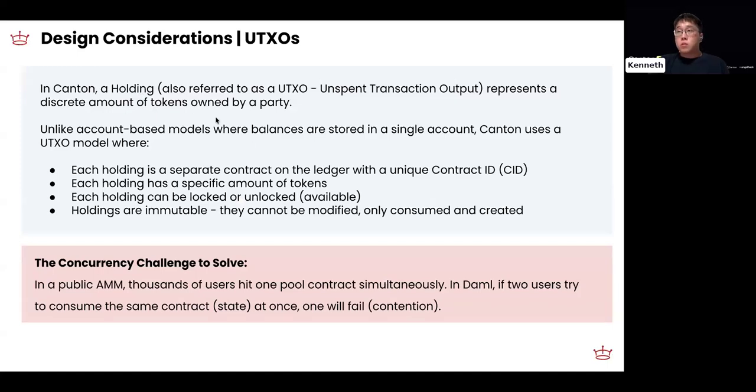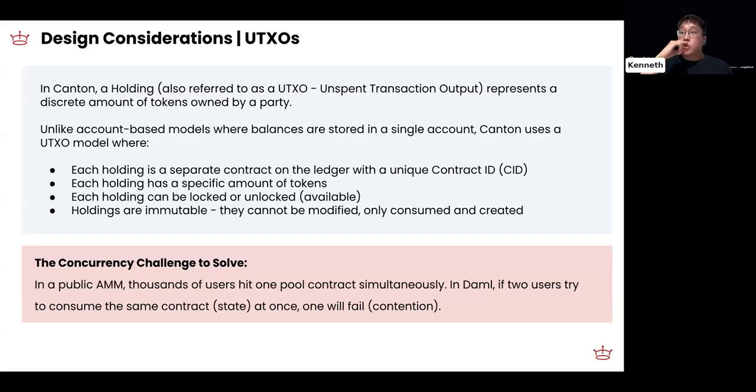On Canton network, just for context, a holding is otherwise known as an unspent transaction output, or UTXO. This is the amount of tokens owned by a specific party on chain. Unlike the general account-based models on other chains, where balances are stored in a single account, Canton uses a UTXO model. Every holding is a separate contract on the ledger with a unique CID, and each holding can specify an amount of tokens. The holdings can be locked and unlocked, which is a pretty new, unique concept on Canton network. And of course, your holdings are immutable.